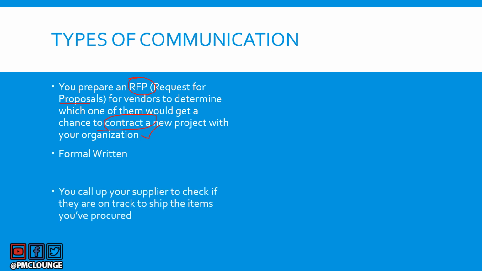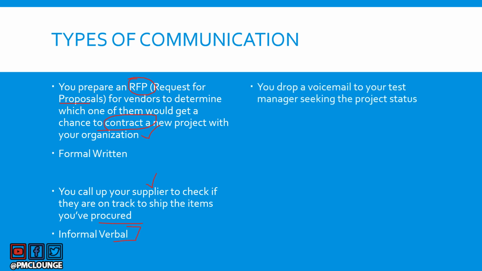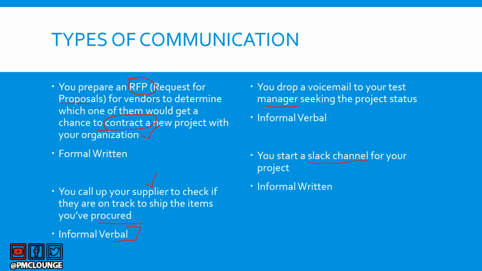So you call up your supplier to check if they are on track to ship the items you have procured. What do you think? You're basically calling them up and checking where they are. This is informal verbal. You drop a voicemail to your test manager seeking the project status. Obviously, this is also informal verbal. You're just giving them a call, right? You start a Slack channel for your project. What do you think? This is informal written. The Slack channel that is going to be used here is an informal type of communication.